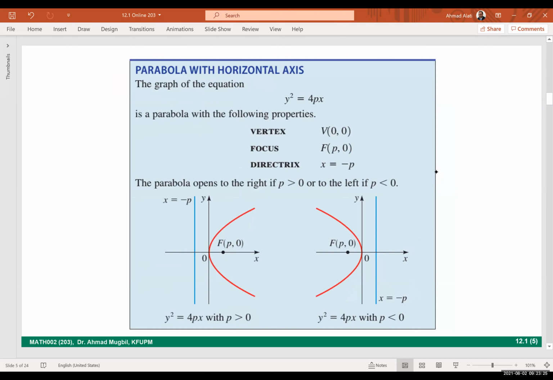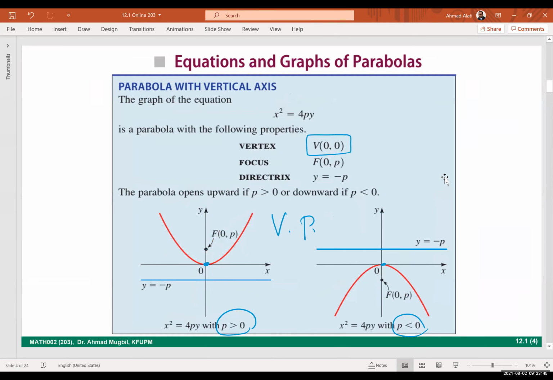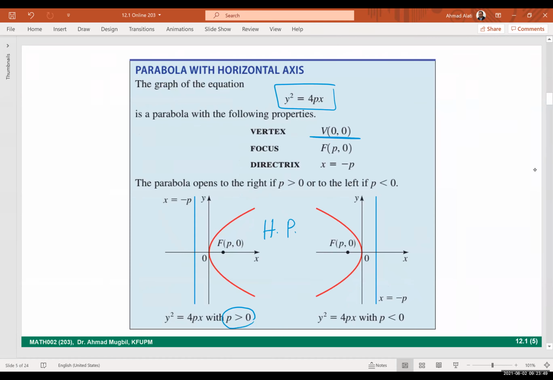If the parabola is horizontal, it opens to the right if p is positive, left if p is negative. Again, we're still working with the unshifted case. This is the equation. Notice here that y is squared and here x is squared. The focus here is on the x-axis, so it is p and 0, and the directrix is a vertical line, x equals negative p.